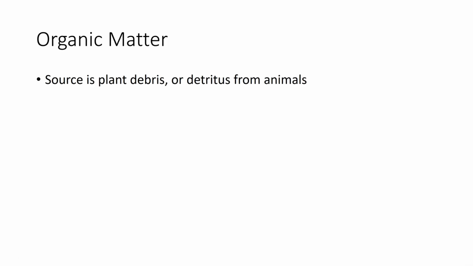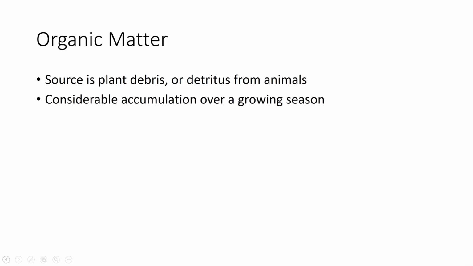We talk about organic matter. Your source is plant debris or detritus from animals. That includes slough skin, excrement, things like that. When you have organic matter, you have to look at all of these materials. There is a considerable accumulation over a growing season. You look at areas where plants are growing in forests. You get all these leaves dropping off and branches falling down and plants dying and animals going through and defecating. You can get considerable accumulation over a growing season, up to an inch or so.